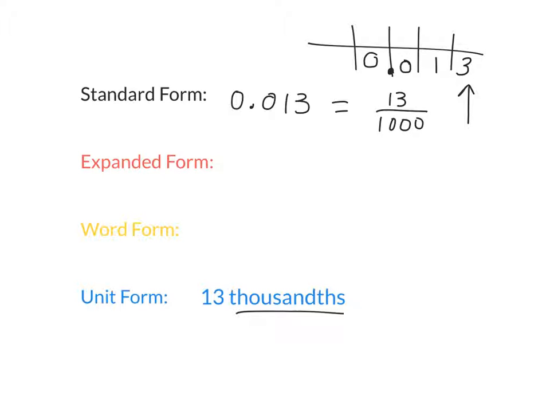thousandths. Cool? Okay, let's test what we know and see if we can write it in expanded form. For expanded form, we're looking at each digit by itself. The first digit that has value is the 1. The 1 is in the what's place? Hundredths. So it's 1 copy of 100th. The next digit that has value is the 3. The 3 is in the what's place? Thousandths. So it's 3 copies of 1,000th.